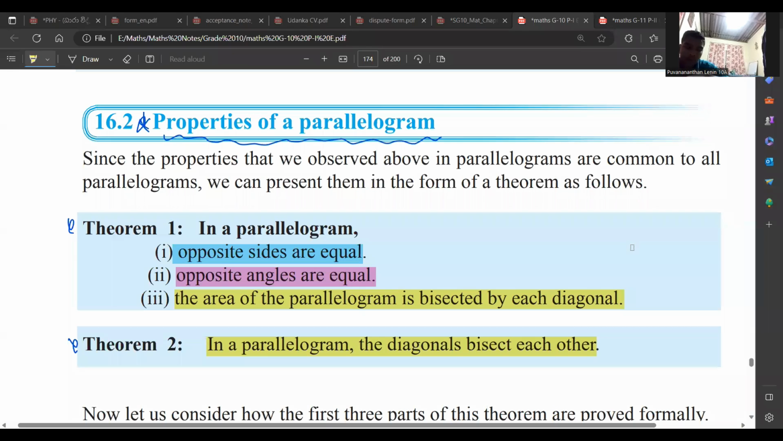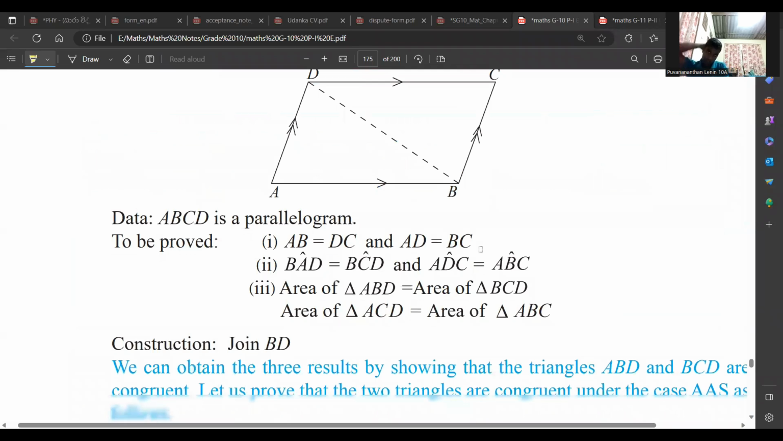I'll tell again. In a parallelogram, opposite sides should be equal and opposite angles should be equal. The diagonals of a parallelogram bisect each other. These are the things you have to know.